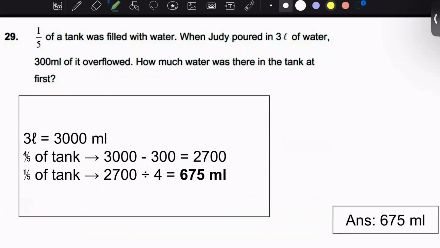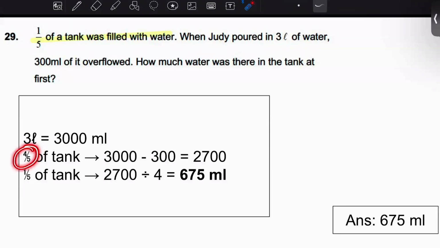so keep in mind that this tank already was filled with water, right? It already has 1/5 of water inside the tank. So when Judy poured 3 liters of water, which is equivalent to 3,000 milliliters, 300 milliliters of it overflowed. So 3,000 minus 300. You want to take away the amount that overflowed, you get 2,700 milliliters, which is also 4/5 of the tank.